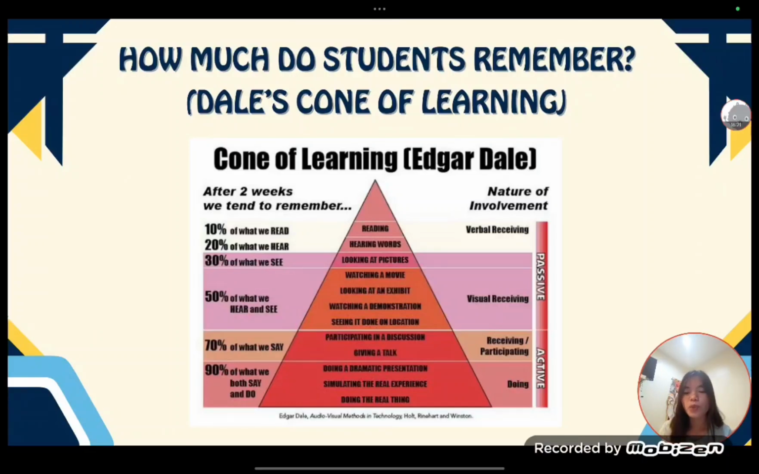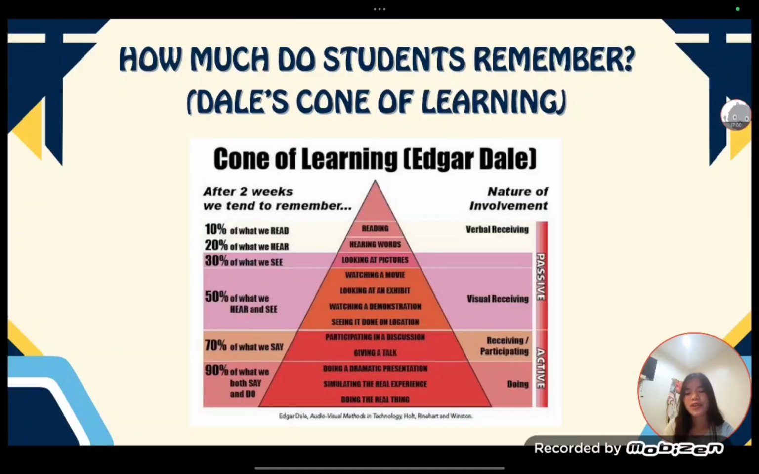So second is we have the 20%. So what is in 20%? That is the way that we hear or hearing words. So when the teacher is conducting a class, so murag 3 to 5 hours, nakakalimutan agad natin yung tinuturo ng guro sa atin. So that is just 20% of what we hear, that is based on the Dale's cones of experience.